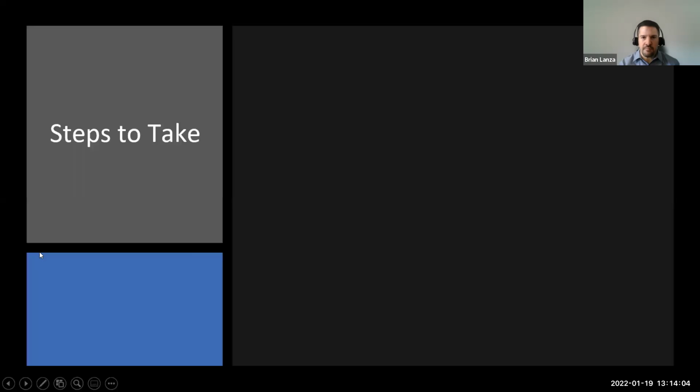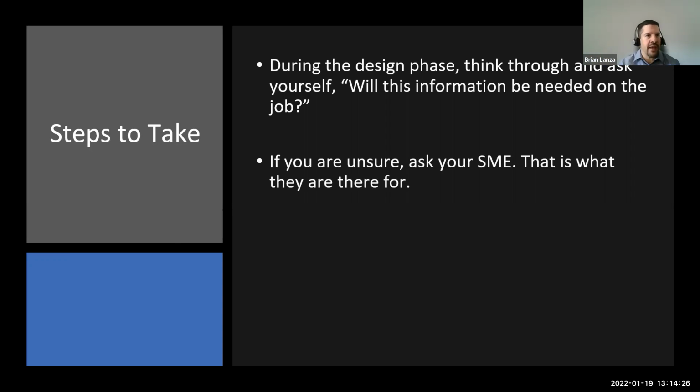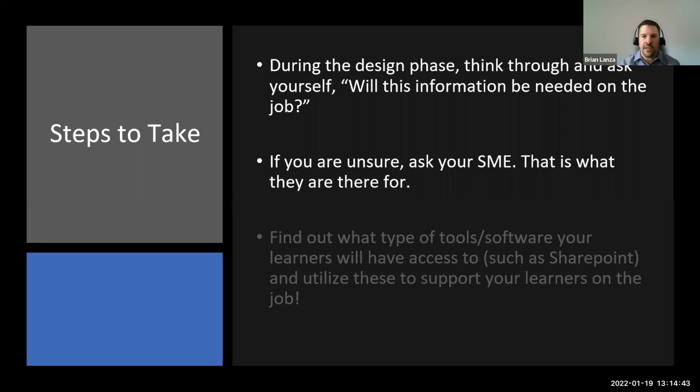And I think I have one more slide here. Things that you can do to create good performance support tools is, during the design phase, think through and ask yourself, will this information be needed by the learner on their job, right? Those are great questions you want to be thinking about or asking while you're doing your analysis. If you're not sure, ask your SME, right? That's what they're there for. Use that expertise. I always ask them, do they need this on the job? Will they be using this in some way? That should put a light bulb in your head saying, hey, this should be a great performance support tool or job aid or infographic.